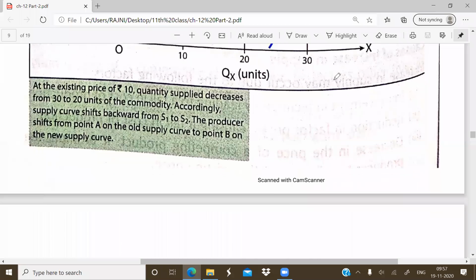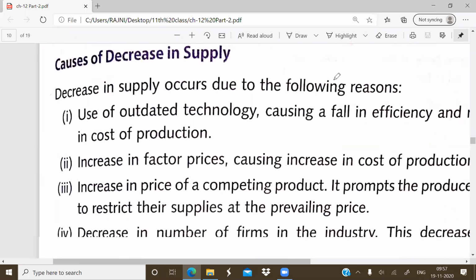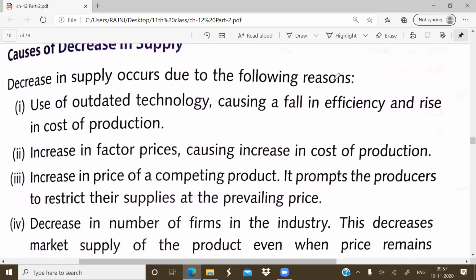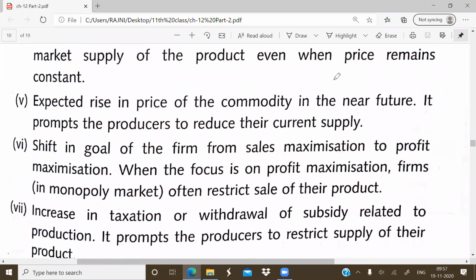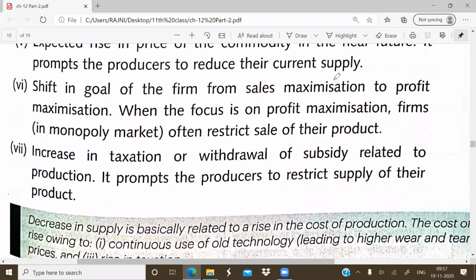It can also, this kind of situation can also arise due to some of the changes in the factors, which is that कि suppose आप outdated technology use कर रहे थे, तो आपकी efficiency कम हो गई, आपके cost of production जो है factors of production है उनके prices बढ़ गए, किसी कॉम्पिटिंग प्रोडक्ट के प्राइसेस बढ़ गए, एज वेल एज मार्केट में हो सकता है नंबर ऑफ फर्म्स कम हो गई हैं इंडस्ट्री के अंदर, जिसकी वजह से ओवरऑल सप्लाई में फर्क आया. फ्यूचर में प्रोड्यूसर्स को लग रहा है कि प्राइसेस राइज हो जाएंगे, उन्होंने करंटली सप्लाई को रोक दिया गया. फर्म का जो गोल है सेल्स मैक्सिमाइजेशन से वो प्रॉफिट मैक्सिमाइजेशन की तरफ चला गया. फर्म जो है वो ज़्यादा फोकस प्रॉफिट इंक्रीज करने के लिए कर रही है, या टैक्स बढ़ गए, गवर्नमेंट ने टैक्स इंक्रीज कर दिए, या कोई सब्सिडी थी उसे हटा दिया गया.